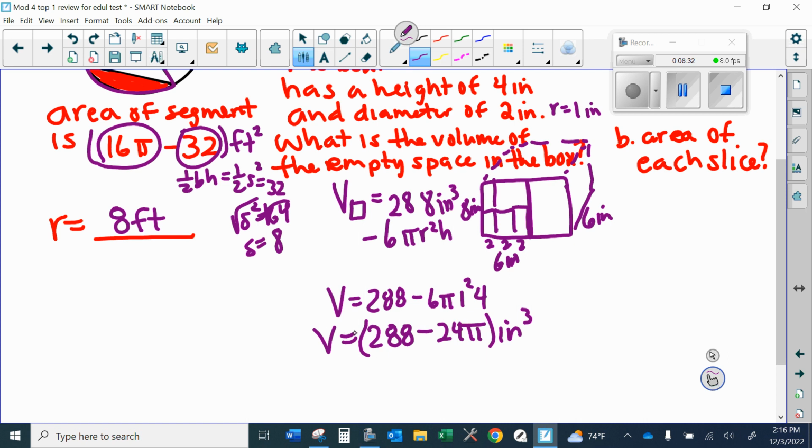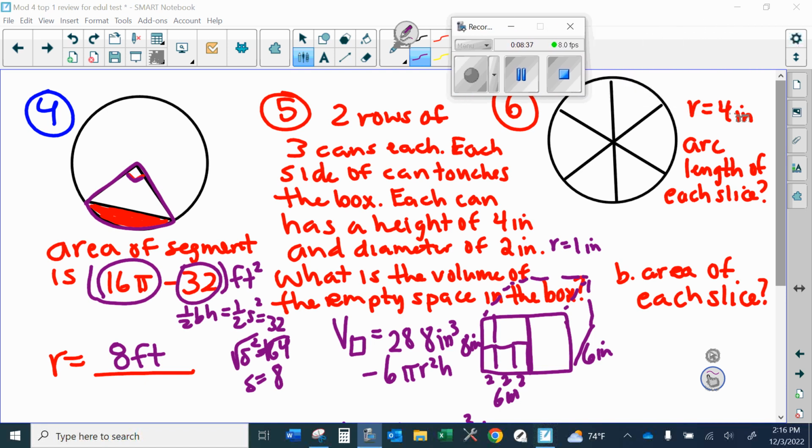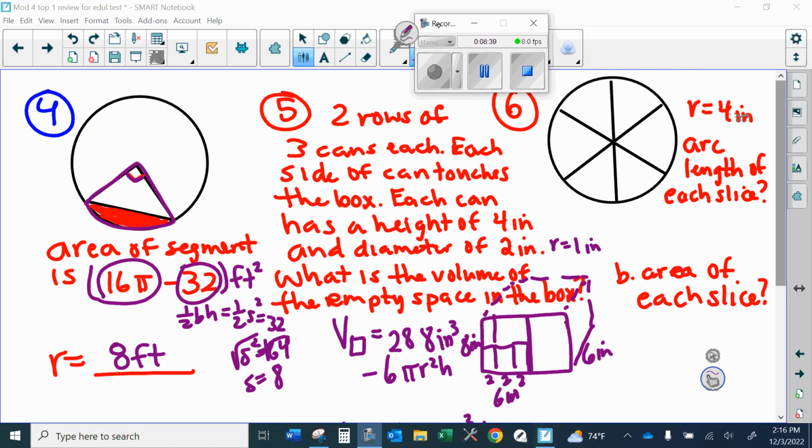Okay. Number 6. Okay, we have pie or pizza, whatever, 6 equal slices. The radius is 4. We want the arc length of each slice. So we have to know what this x degrees is. Well, since they're all the same, I know a circle is 360 divided by 6 is 60 degrees. Okay, oops, and the radius was 4.